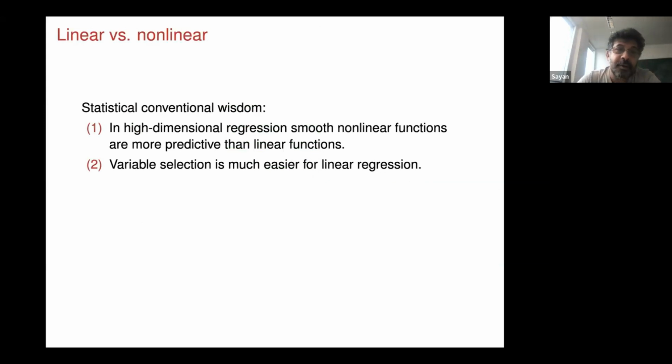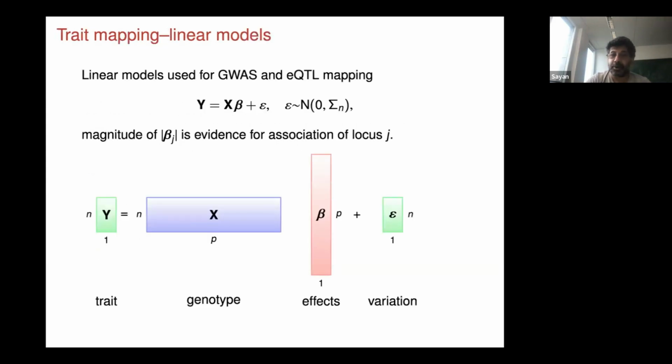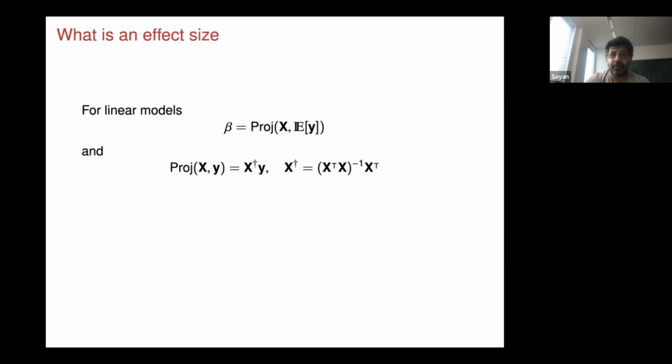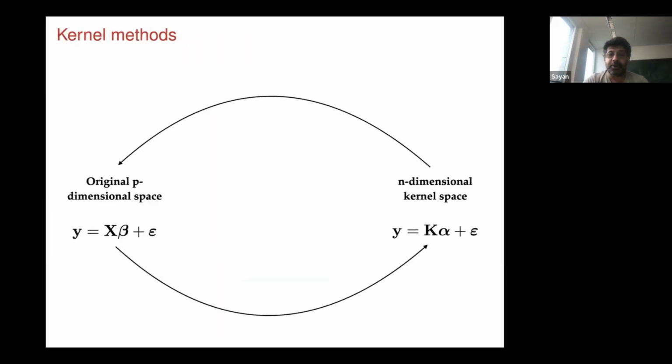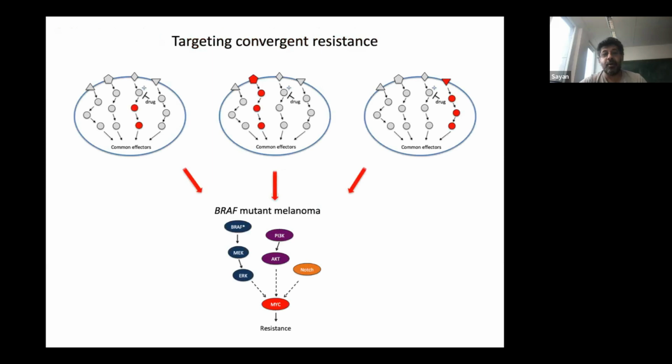So how did we do this? You've already seen this slide, but let me go through it for people who might not have been there before. If you are looking at statistics, there's this idea of smooth functions. Smooth nonlinear functions are more predictive than linear functions. Variable selection is easier for linear functions. So we used exactly the same method. We used exactly that Bayesian kernel regression method to get at these interactions and to get at these nonlinear effect sizes for the betas.